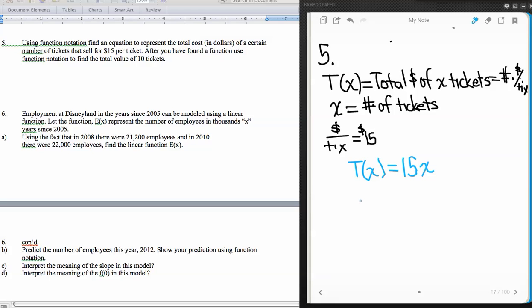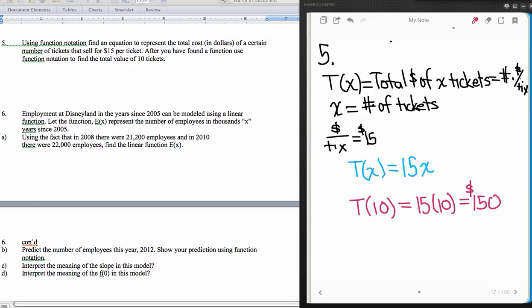Now for the second part, what we wanted to find is the value of 10 tickets. So 10 is our X, so that would be T of 10. In order to find the value of 10 tickets, remember that we're doing an evaluation problem. So we're going to plug in 10 for X, and remember that multiplying by factors of 10 just adds the 0, so that's 150. And of course, these are dollars. So that's problem number 5.